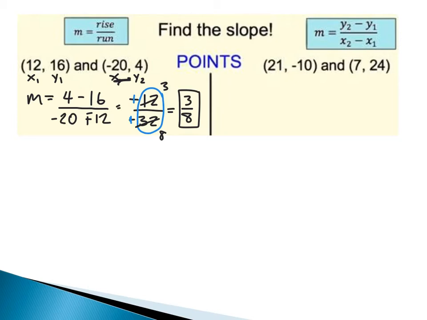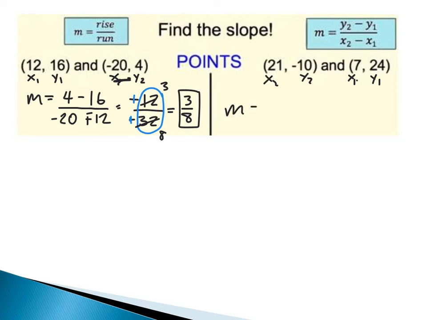Okay, now next one I have 21, negative 10, and 7, 24 as my 2 points. Now one question I have for you guys is, does it matter which point I start with? Notice here I started with this one. I said this was my x1, this was my x2, and when I subtracted I started here. Just for funsies, I'm going to switch, and now I'm going to take the other point. I'm going to say, okay, this is my x2 and this is my y2, this is my x1 and this is my y1. Does it make a difference the order in which I subtract these?